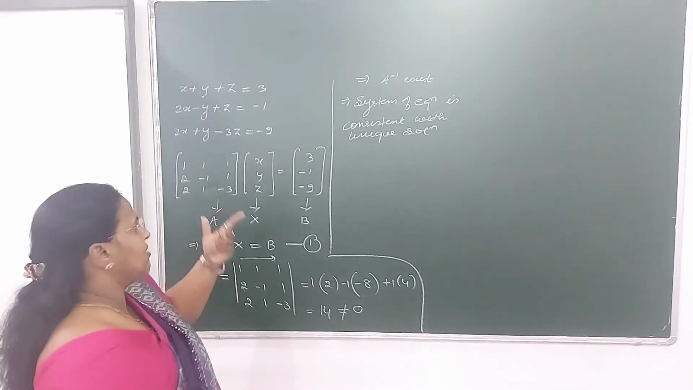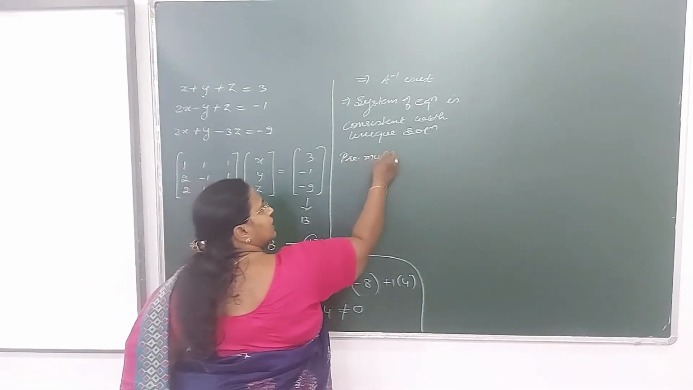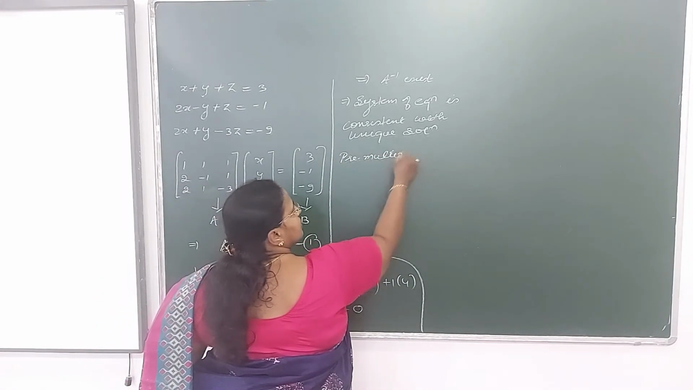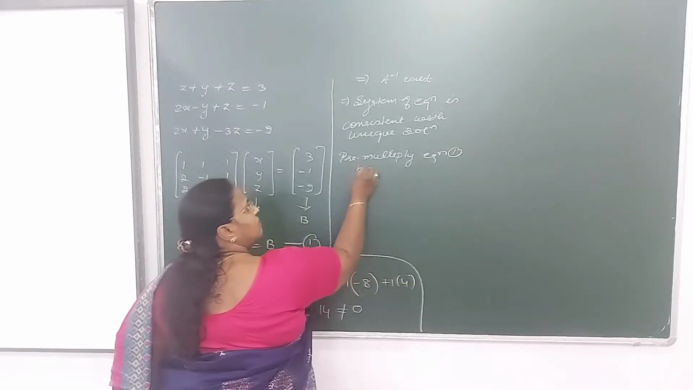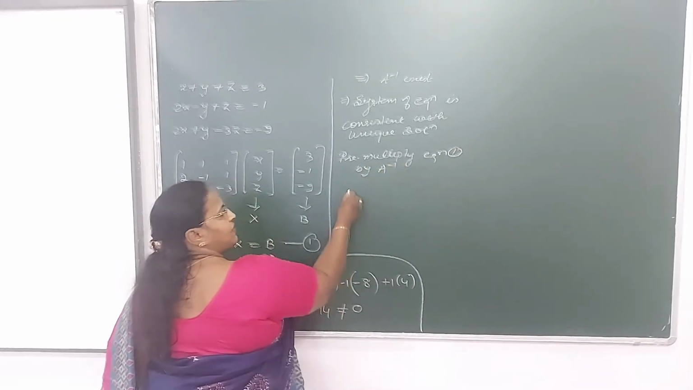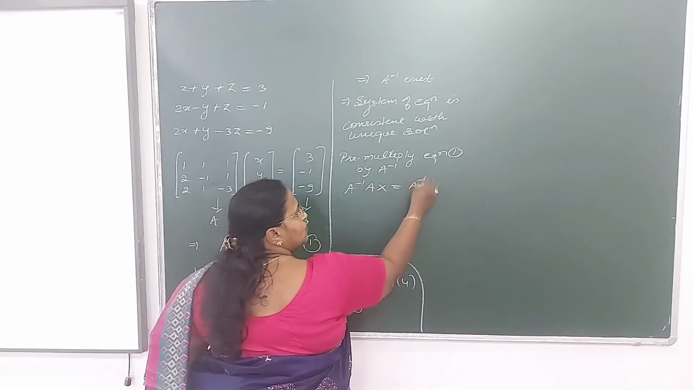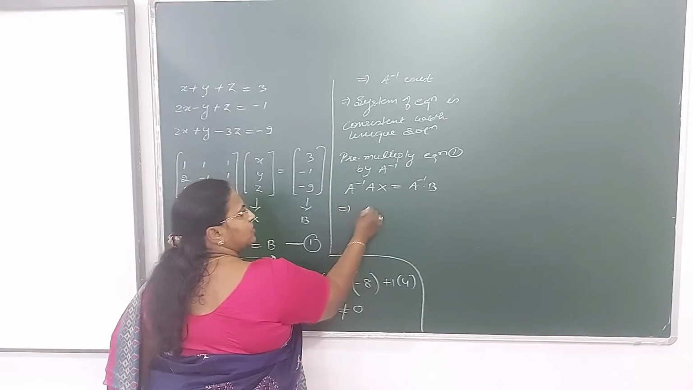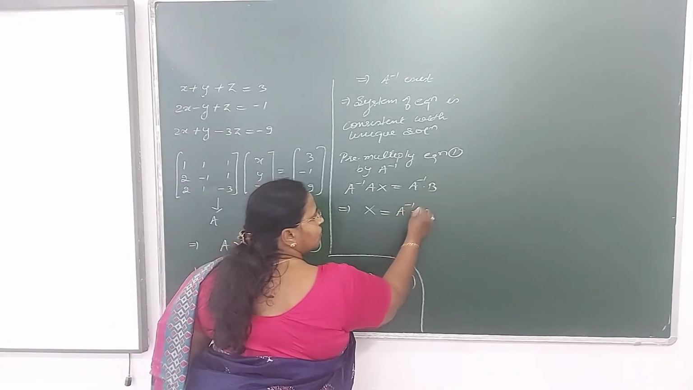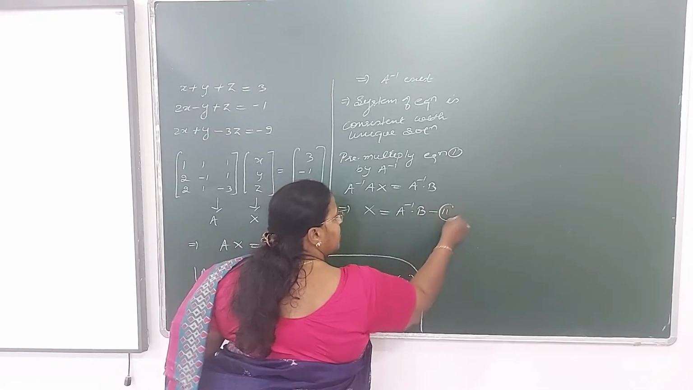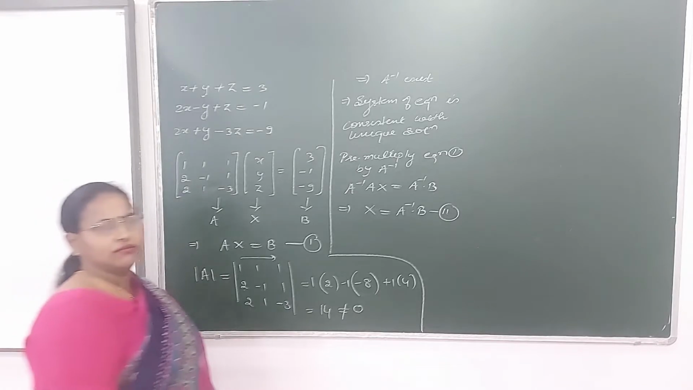Now what to do? As A inverse exists, we will pre-multiply equation 1 by A inverse. So it means A inverse AX is equal to A inverse into B. Finally, we will reach the conclusion X is equal to A inverse into B, and let it be equation 2. So the second part is also done.